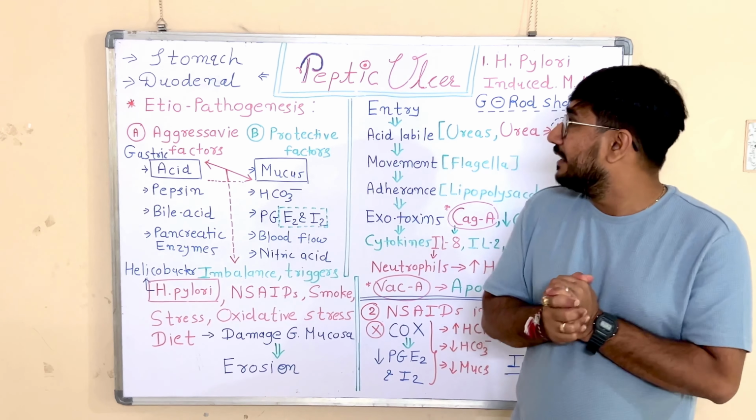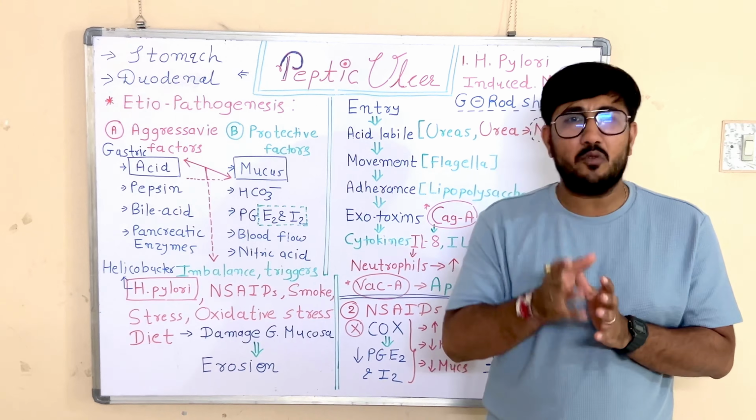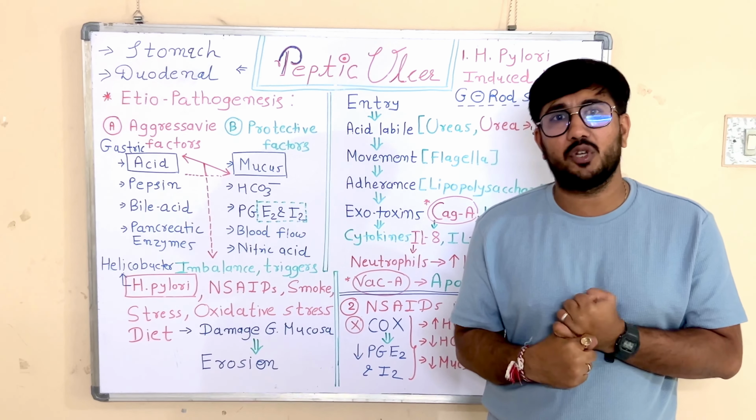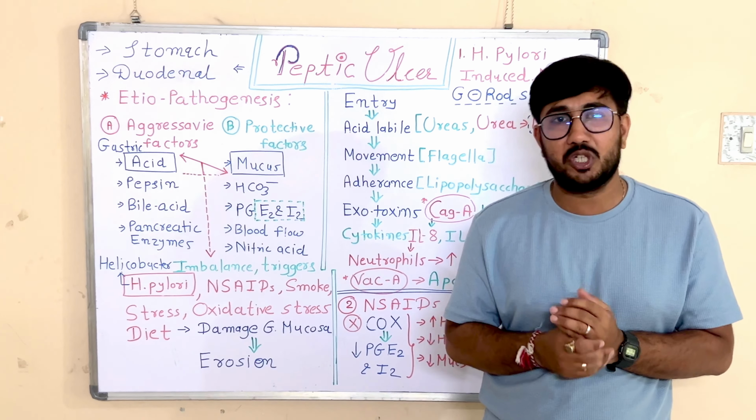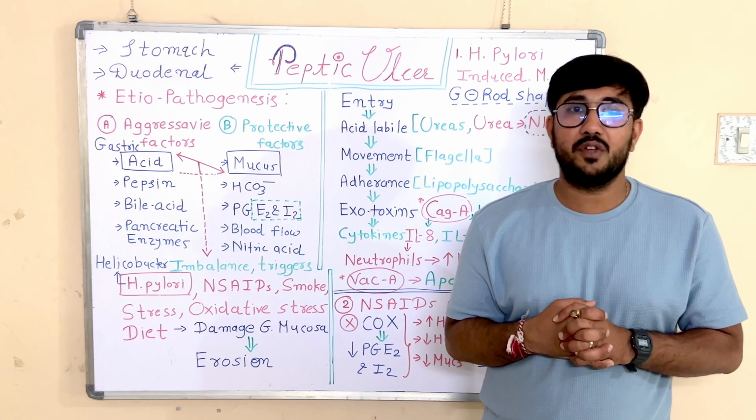We have learned the etiopathogenesis, aggressive and protective factors, and the main two pathophysiology mechanisms of peptic ulcer, that is, those induced by H. pylori and NSAIDs. Okay, I hope this video is helpful for you.